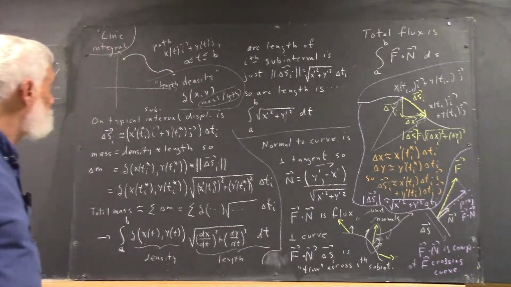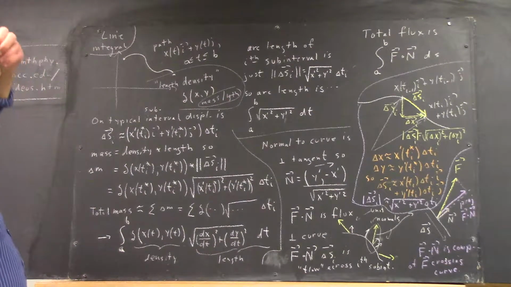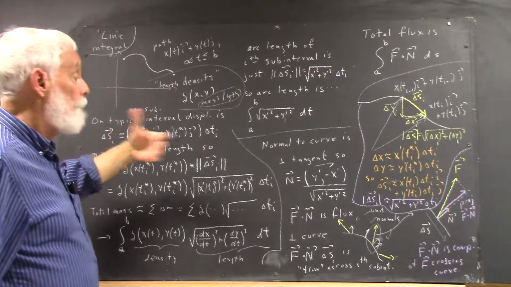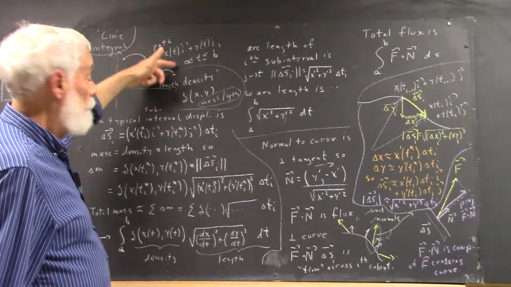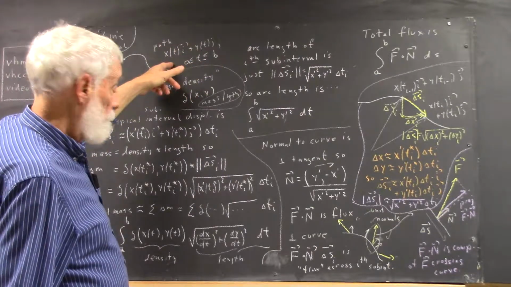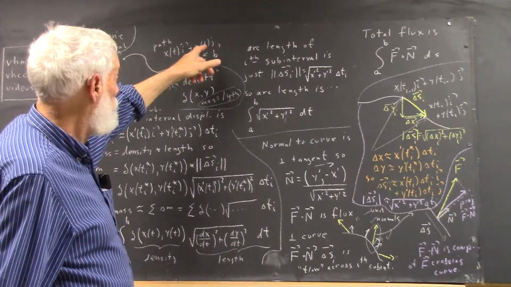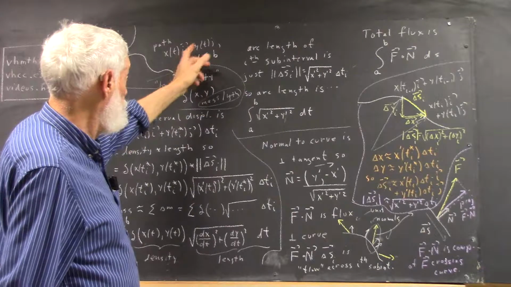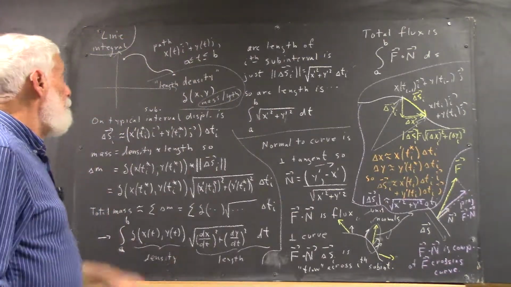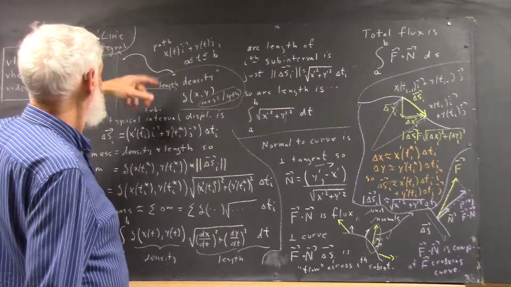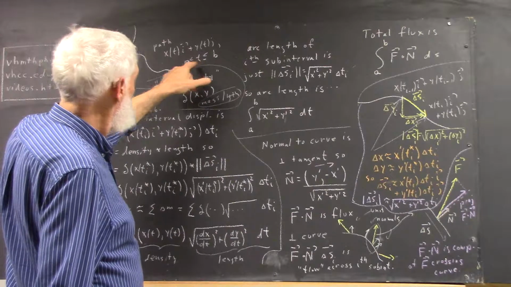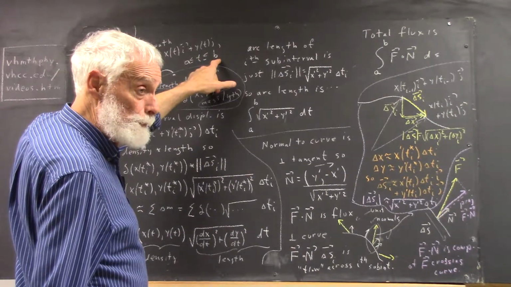Now, the first thing we want to do is partition this path. This path consists of a set of parametric equations, x of t times i plus y of t times j, t being the parameter, x and y being the position in this plane. And this path extends from the t equals a position to the t equals b position.